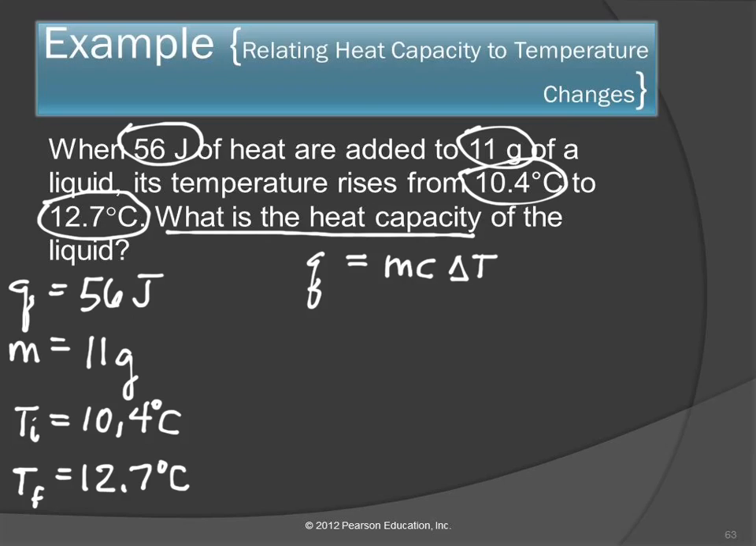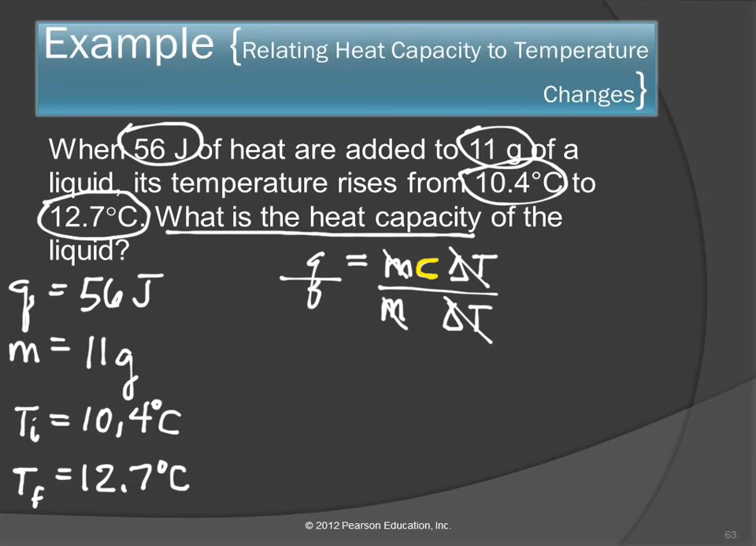What is the heat capacity? We're looking for C. That's what we want to get by itself. We have to rearrange the equation. C is multiplied by m and multiplied by delta T. To move those to the other side, we do the opposite. Instead of multiplying by m, we divide by m. And we divide by delta T. M over m cancels out. Delta T over delta T cancels out.